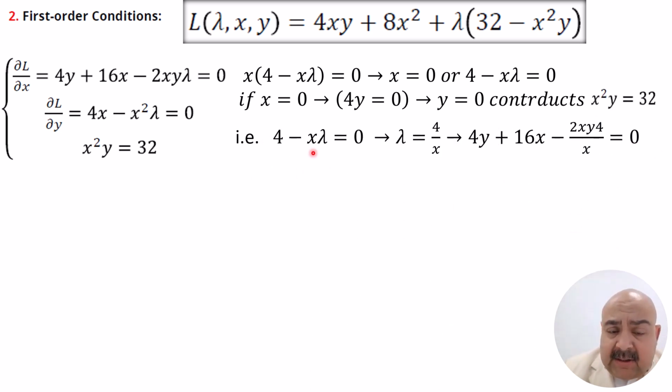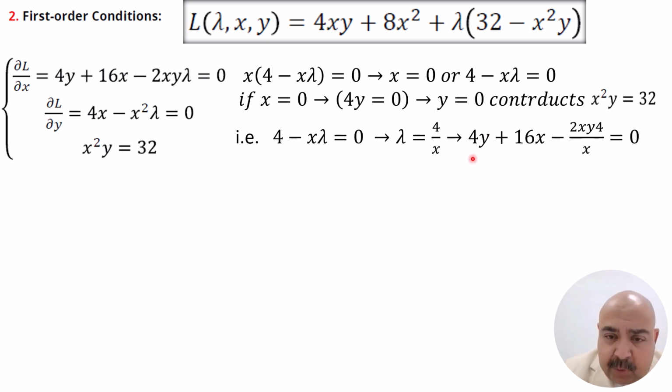So this will leave us with just 4 minus lambda x equal to 0. That's lambda equal to 4 over x. If lambda equals 4 over x, and then we substitute in the first equation, we will have 4, then substituting lambda by 4 over x will make this equation much easier, as you can see, okay?